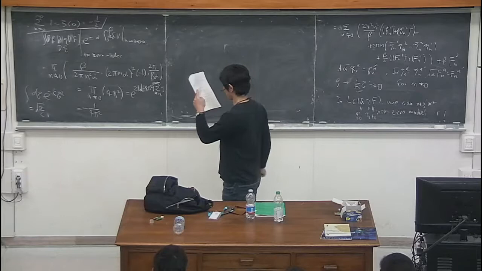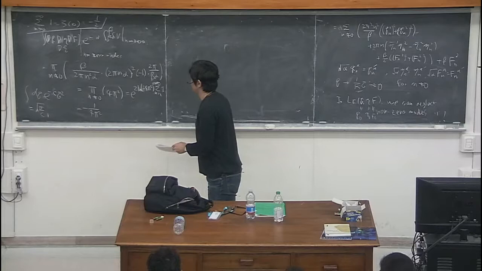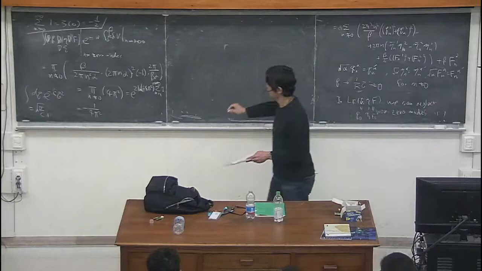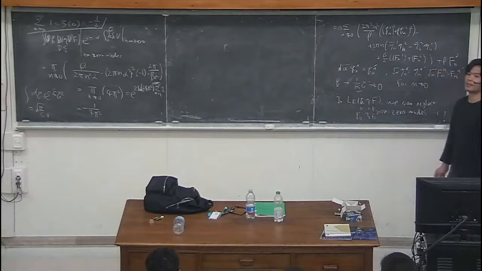Okay, then we will integrate out this Q0, eta0, and F0. This is almost trivial. Okay? Time is already over, so I stop here. Okay. Sorry.